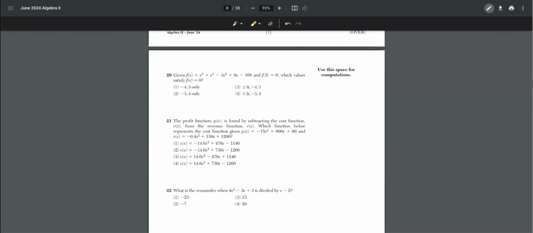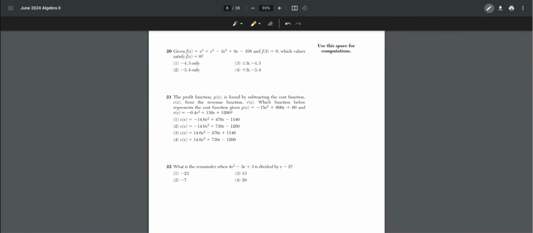Number 20. Given f of x is equal to x to the 4 plus x to the 3 minus 3x squared plus 9x minus 108, and f of 3 is equal to 0, which values satisfy f of x is equal to 0? We already know 3 is a root, so that eliminates choice 2 and 4. And we know negative 4 is a root because it's the only option.